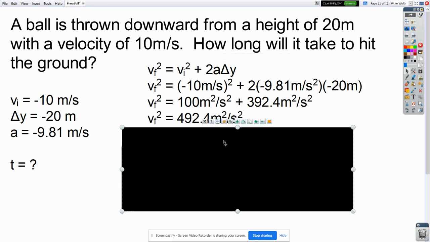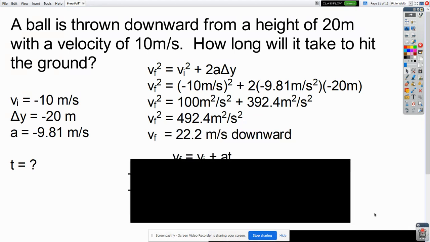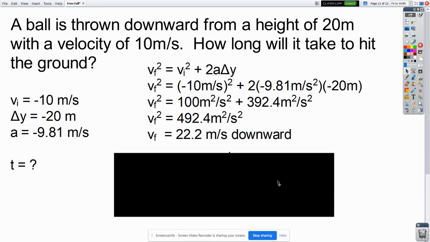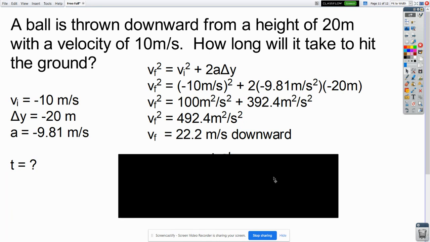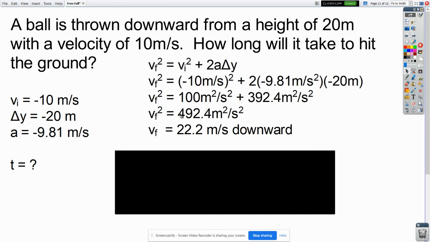Square root it. And we get 22.2 meters per second downward. Downward because that's the direction we're moving. The negative sign doesn't come through in the answer because we had to have these negatives cancel out to give us a positive down here so that we could actually square root it. So we end up with a positive number for our answer, 22.2, but that is downward.